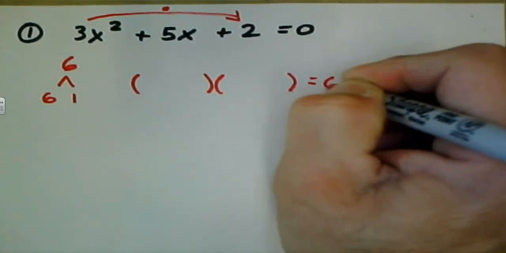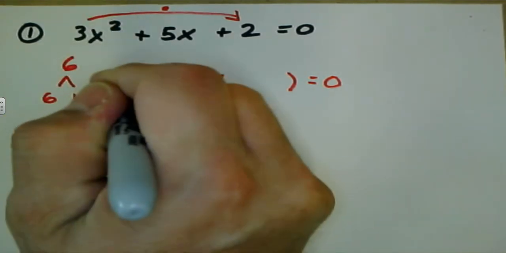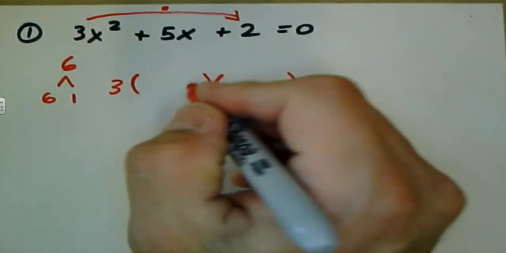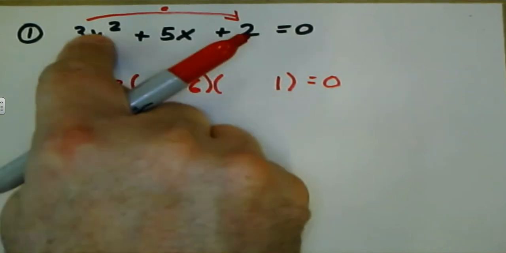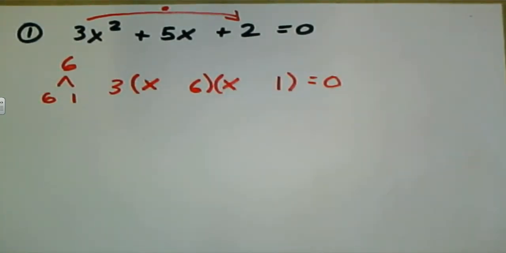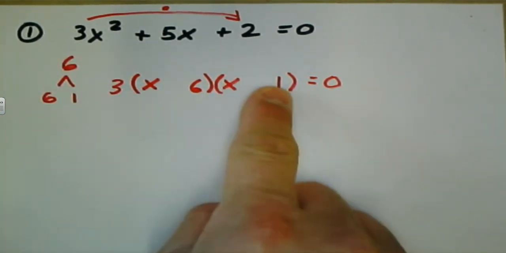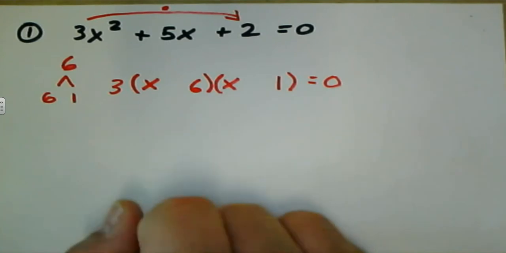Here's another important part, guys. See that 3? That 3 needs to go right here. And we need to put 6 and 1 and then our variable. So that 3 came down. We did our 6, we did our 1, we did our x's.